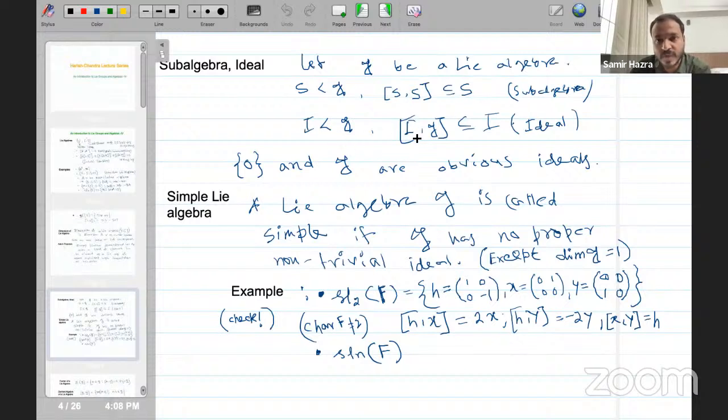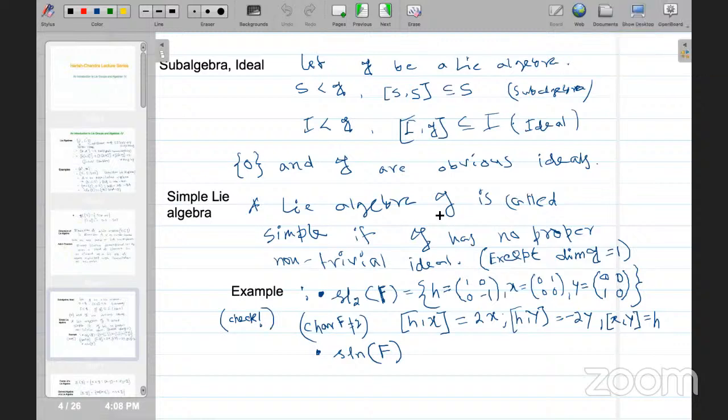In particular, if the commutator [I, G] is inside I, we call I an ideal. Some obvious ideals are here. If you take the trivial subspace and the full space itself, they are obviously ideals. One can just check.